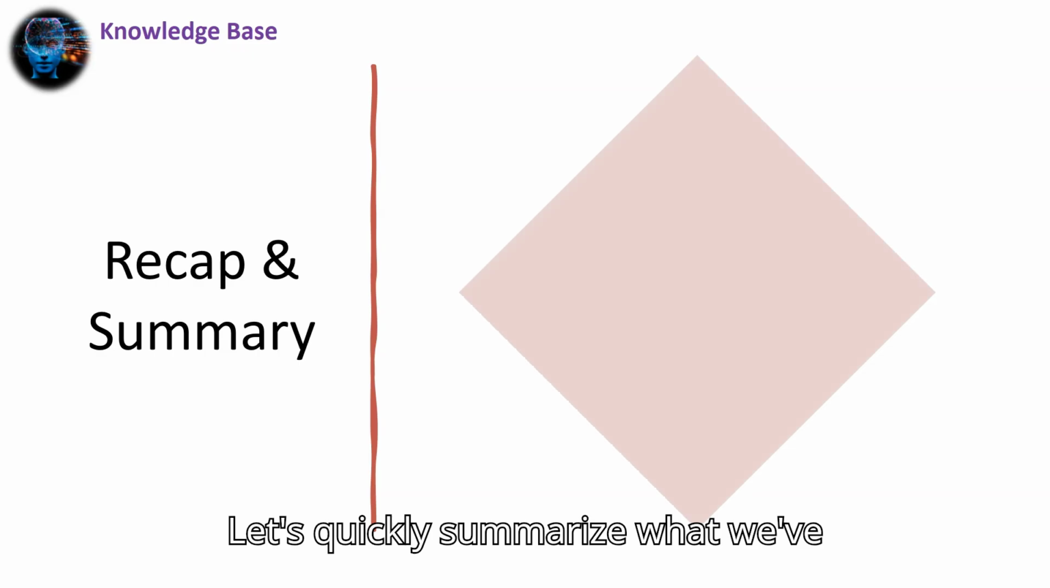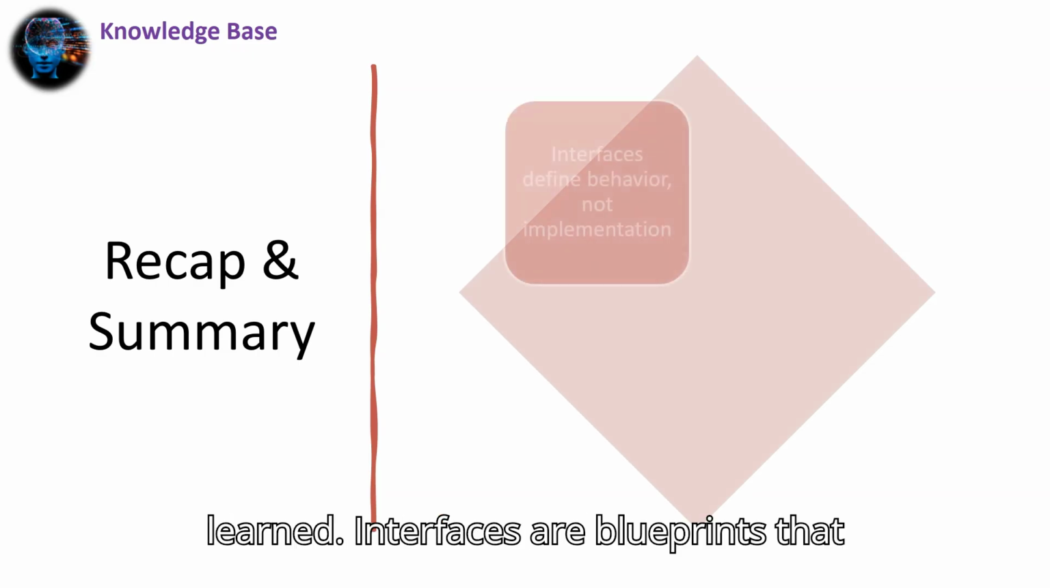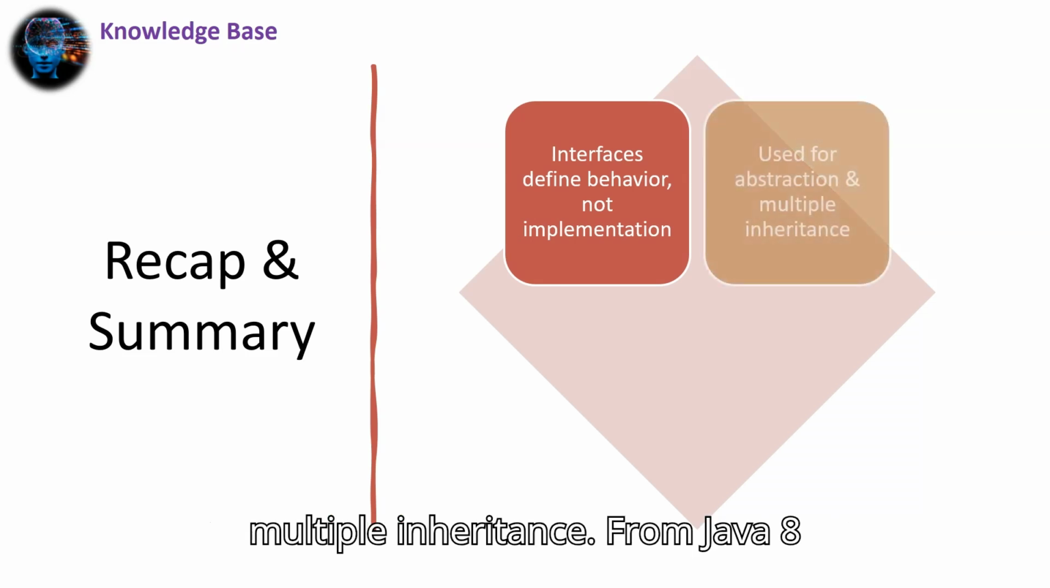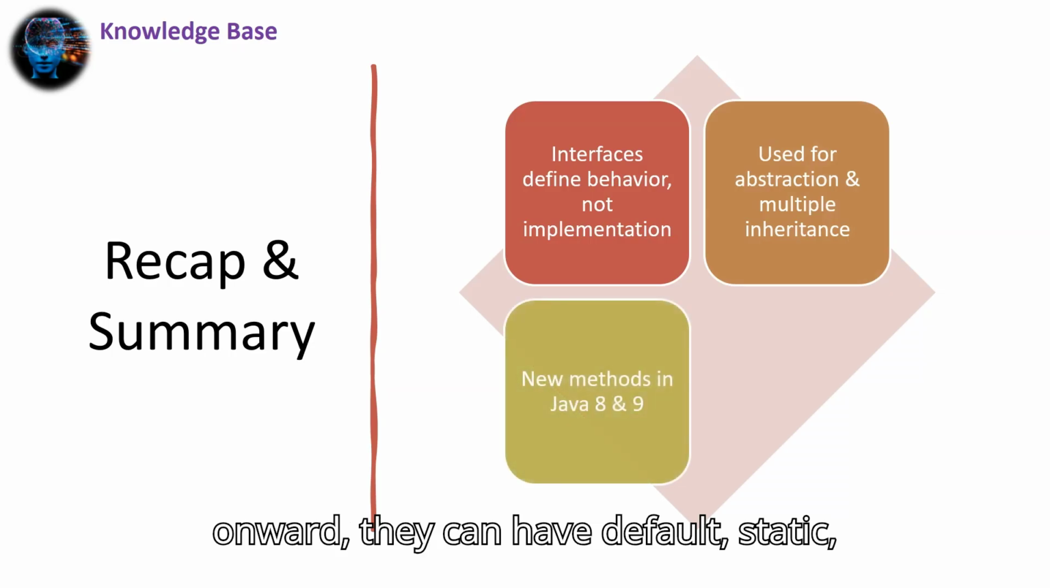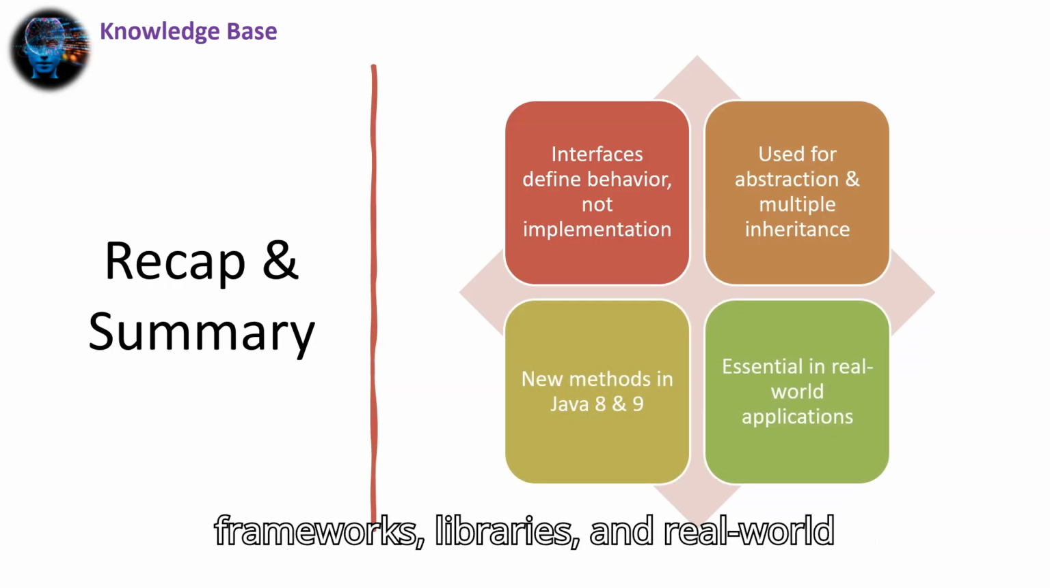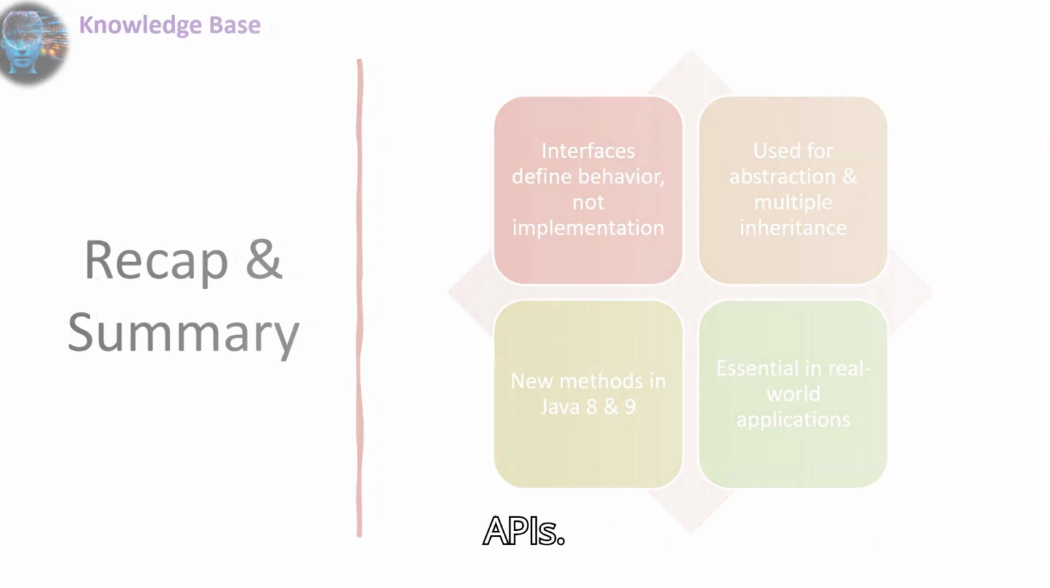Let's quickly summarize what we've learned. Interfaces are blueprints that help us achieve abstraction. They support multiple inheritance. From Java 8 onward, they can have default, static, and even private methods. Widely used in frameworks, libraries, and real-world APIs.